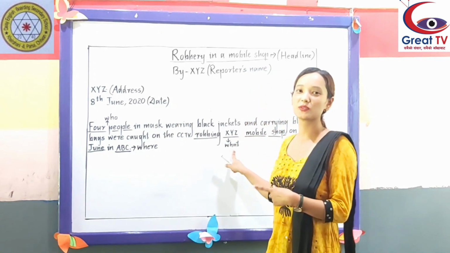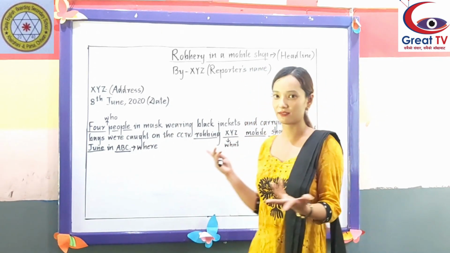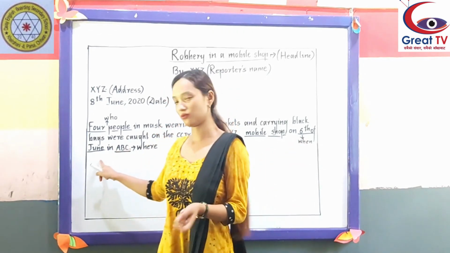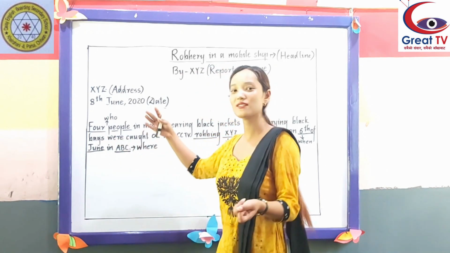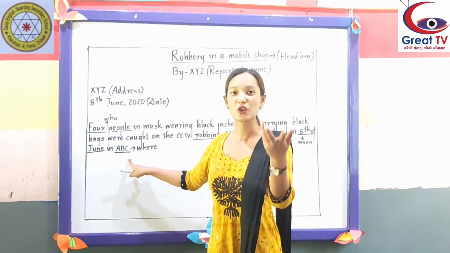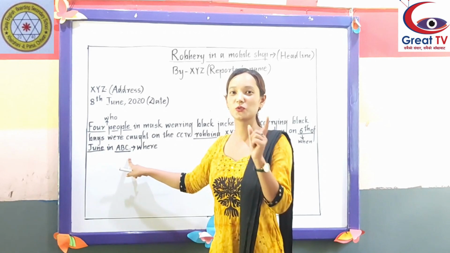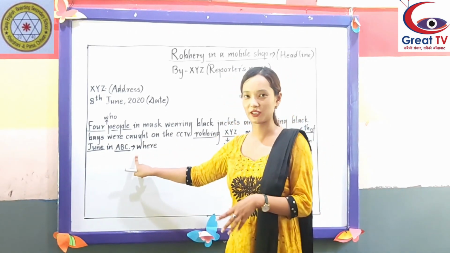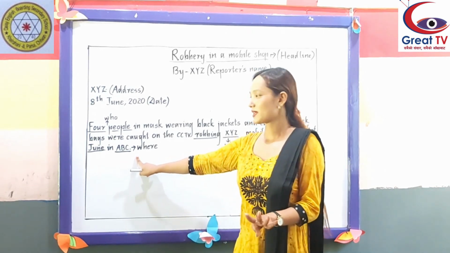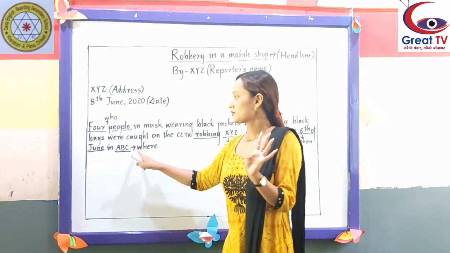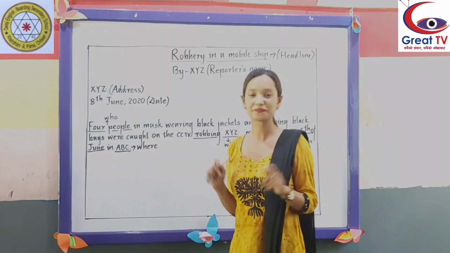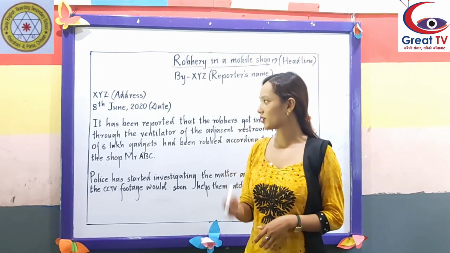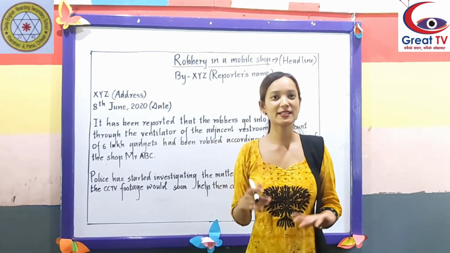What they did: they robbed a mobile shop. When did they commit the crime? On the 6th of June. And where? In Embassy. Where means you will mention the address where the incident took place. This makes up the opening paragraph.